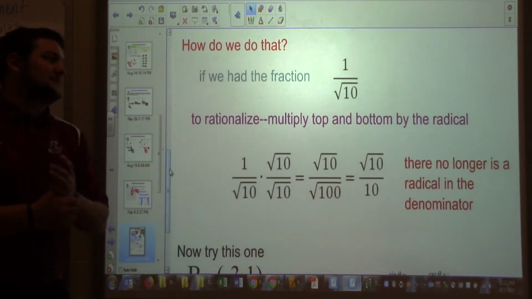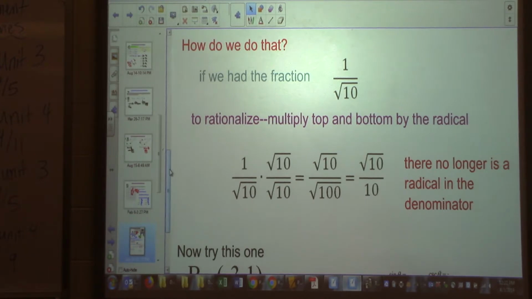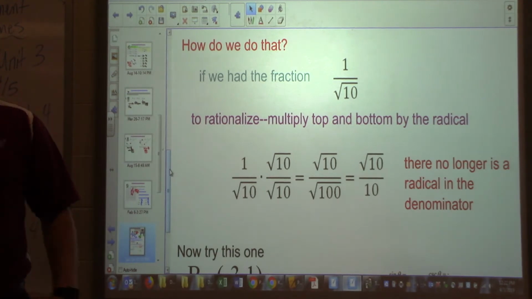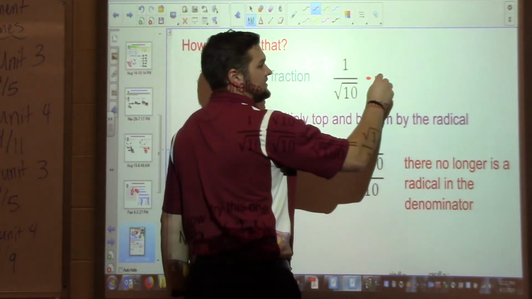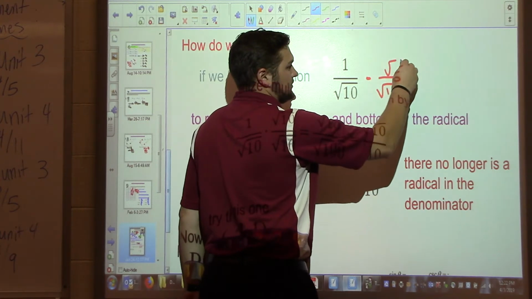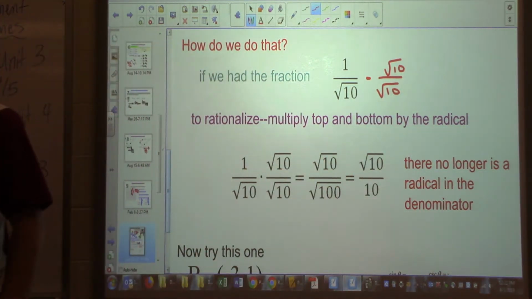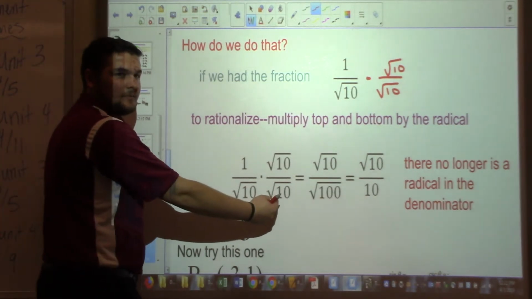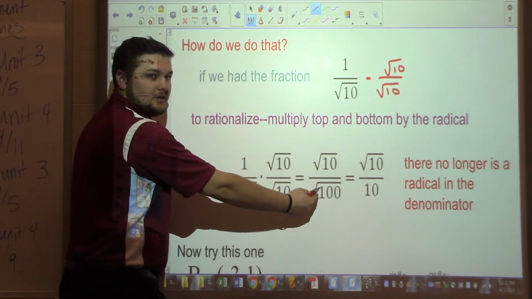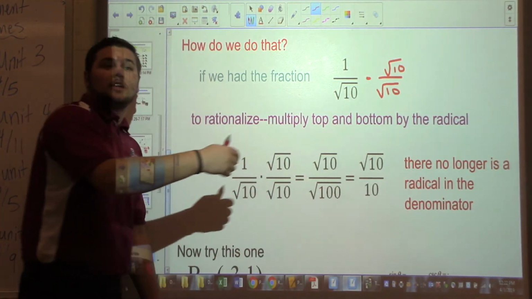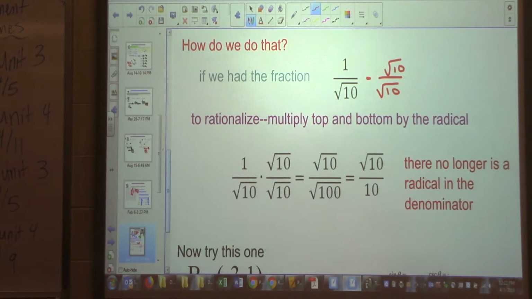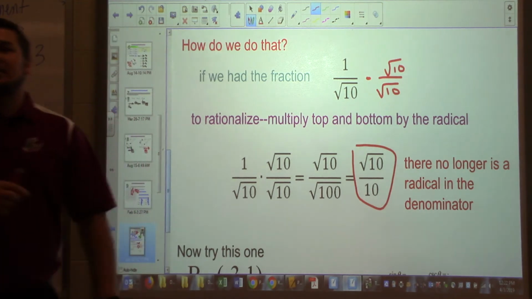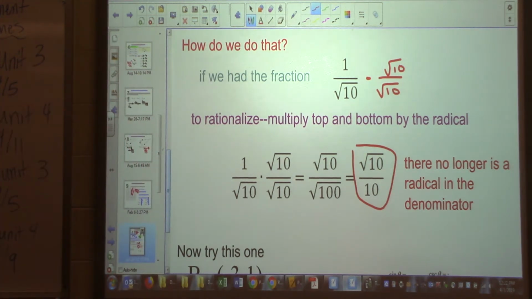We are going to multiply top and bottom by the radical in our denominator. So, if we get an answer that says 1 over the square root of 10, whatever radical's in that denominator, in this case it's square root of 10, I'm going to multiply top and bottom by the square root of 10. Because square root of 10 times square root of 10 becomes square root of 100, which is 10. It gets rid of the radical in my denominator. So to rationalize things, if you ever get a radical in your denominator, it needs to be rationalized so you get rid of it. Okay, so that would be your answer for that one then.